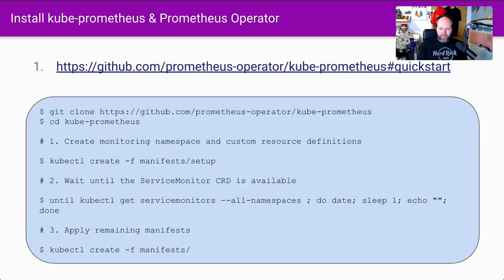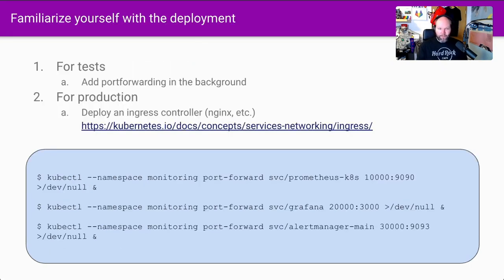Now, the installation is pretty straightforward. You just follow the documentation, apply manifests, and wait a bit, and then basically everything is fine. In order to familiarize yourself with the deployment, the first step is to add port forwarding to have the ports available. For a production environment, use an ingress controller like Nginx or something else in order to expose the HTTP frontends.